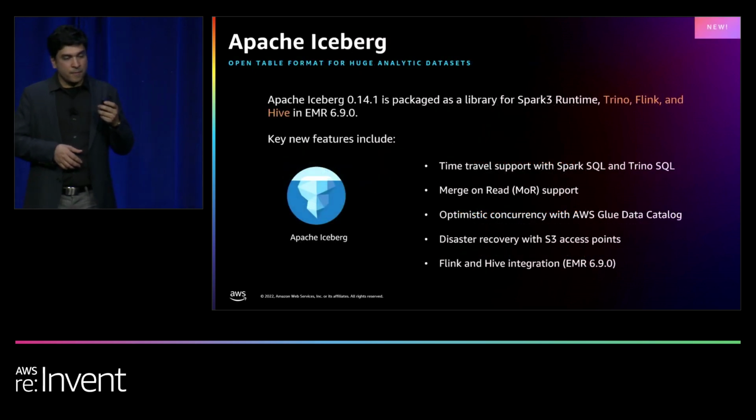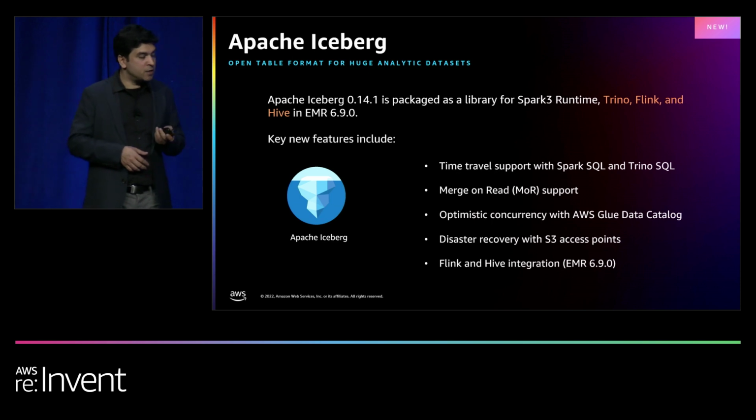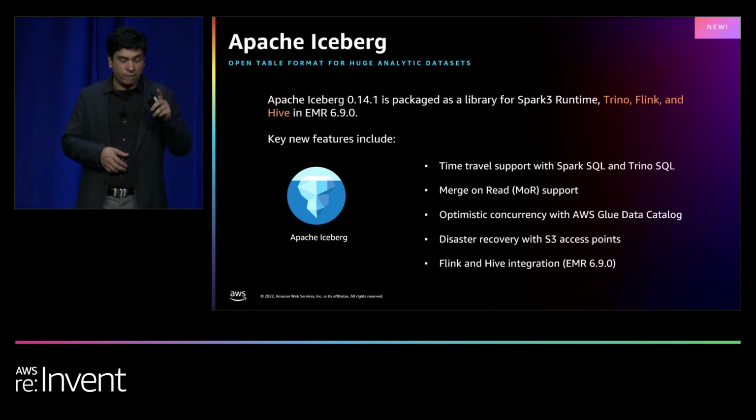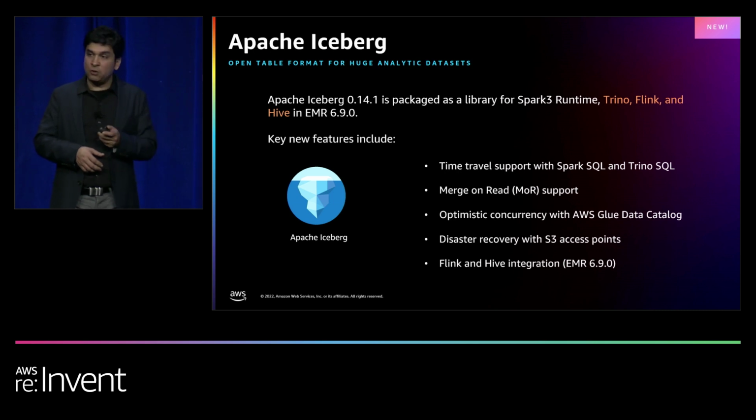Now, Iceberg 0.14.1 is packaged in EMR 6.9. We announced Spark 3 support late last year, and now with this release, we have Trino, Flink, and Hive support as well. The latest version includes time travel support from both Spark SQL and Trino SQL.